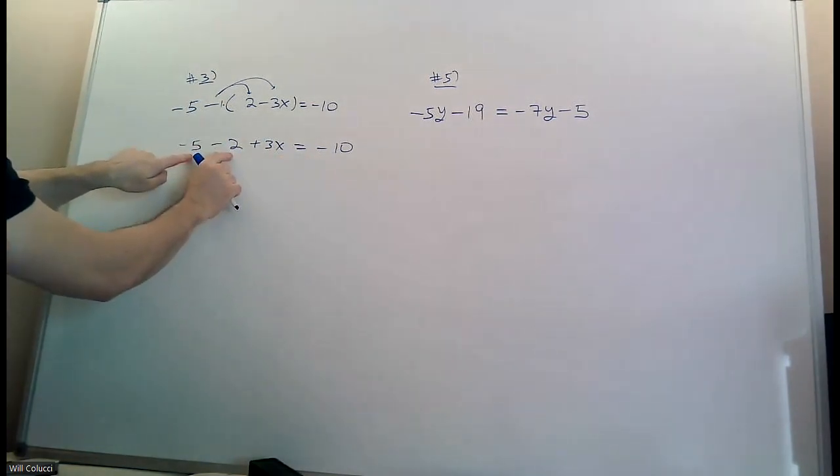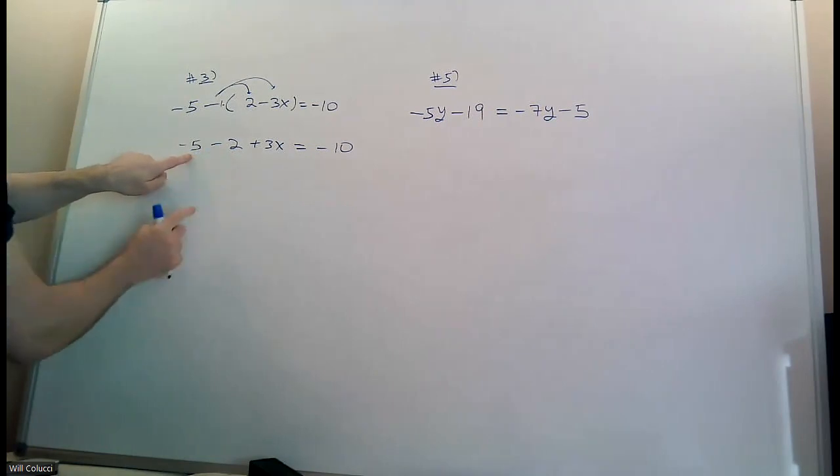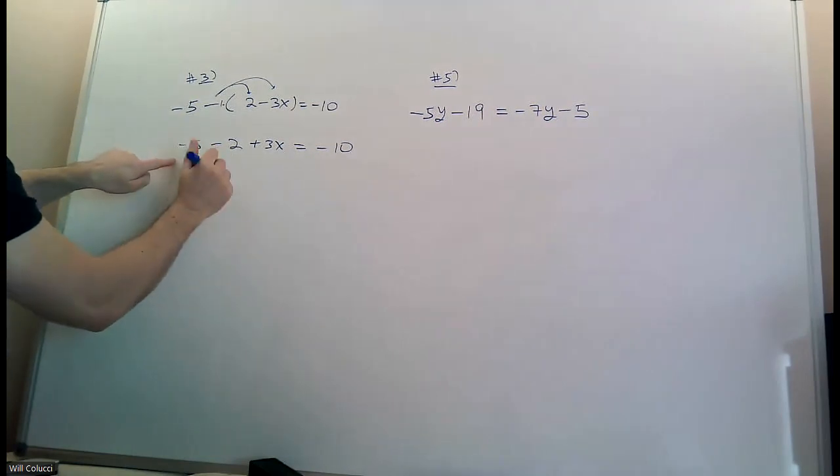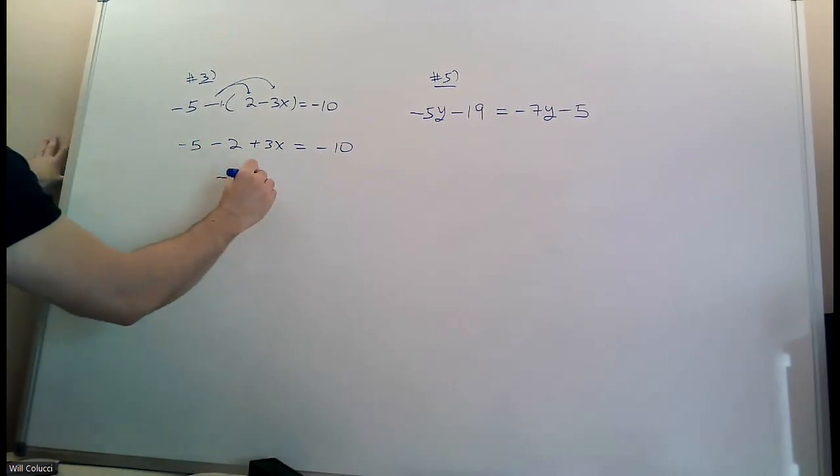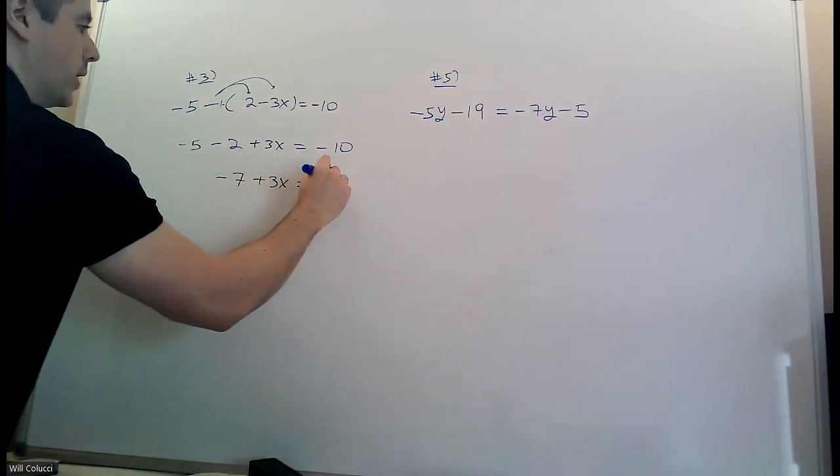Here again, this is very easy to mess up if you do the rules wrong. You owe 5 and you owe 2. That means you owe 7, right? You add the numbers, you keep the sign. So now we're working our way down toward the end.